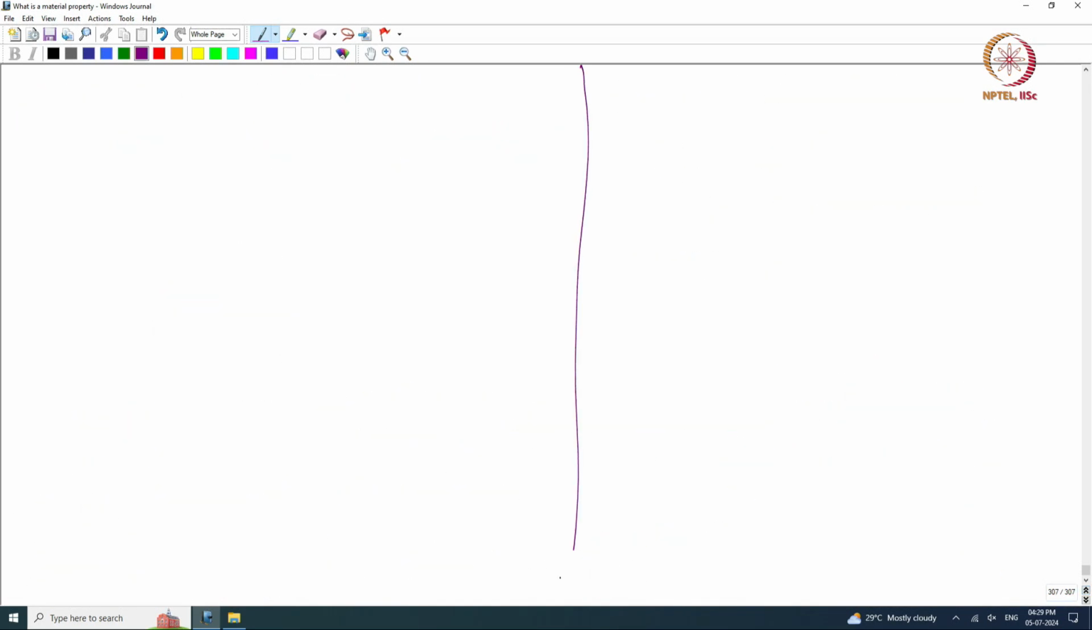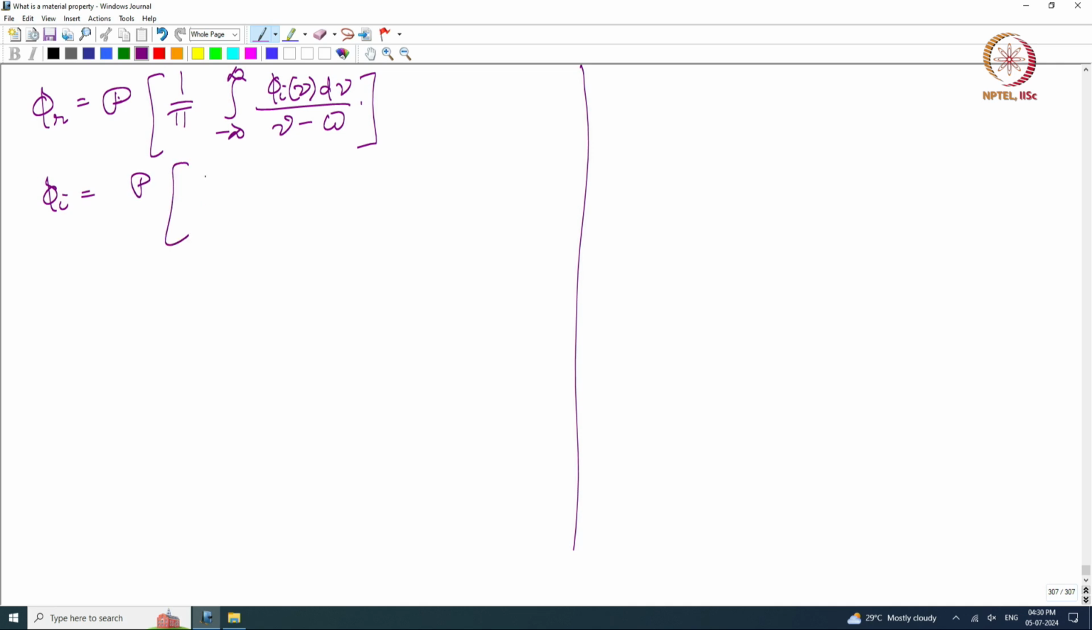Okay. So let me rewrite what phi r is equal to. Phi r is the principal value of 1 by pi integral from minus infinity to infinity phi I of nu d nu divided by nu minus omega, and phi I is the principal value of 1 by pi integral from minus infinity to infinity phi r of nu d nu by nu minus omega. Okay. All right, good. Now I have an issue here. This is phi r at a frequency omega, this is phi I at a frequency omega.